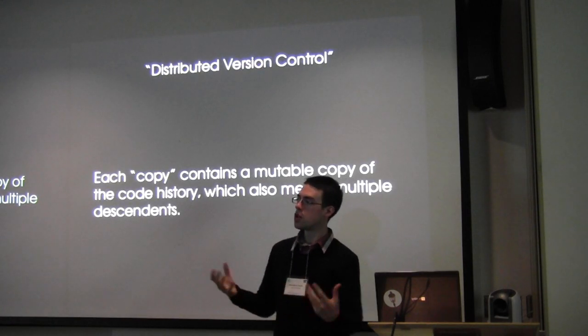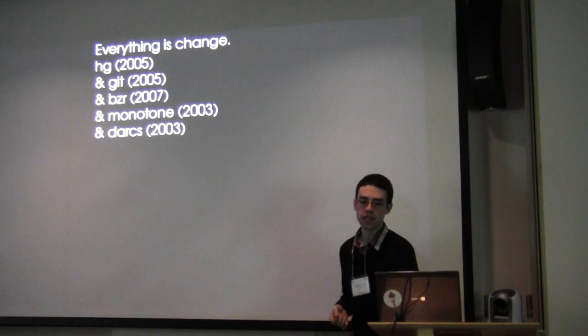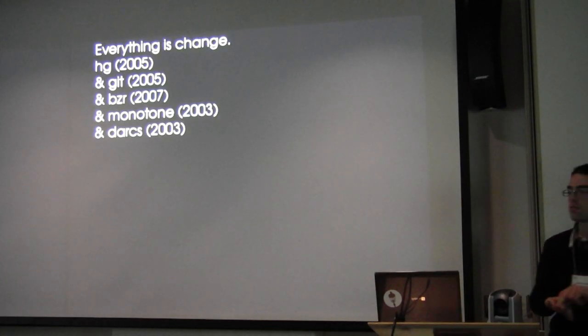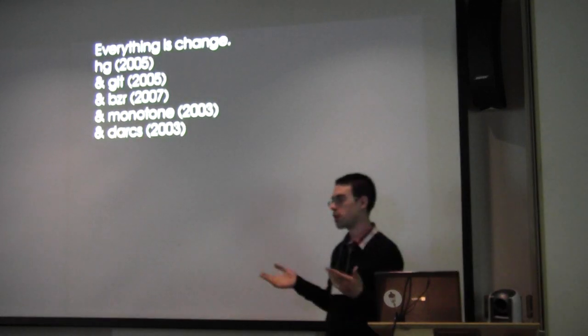And so there's this notion of a distributed version control system. And in this system, everything is changed. The one we're going to talk about is Mercurial, or HG. You can get it, Mercurial.